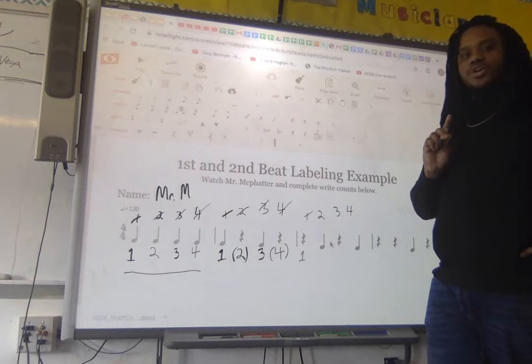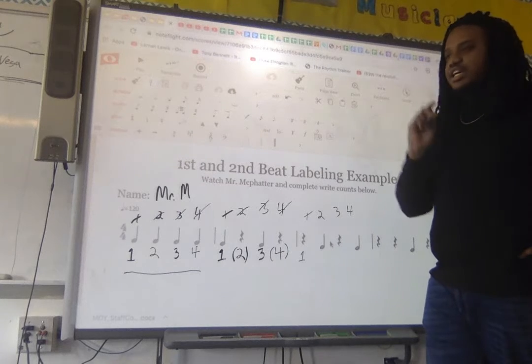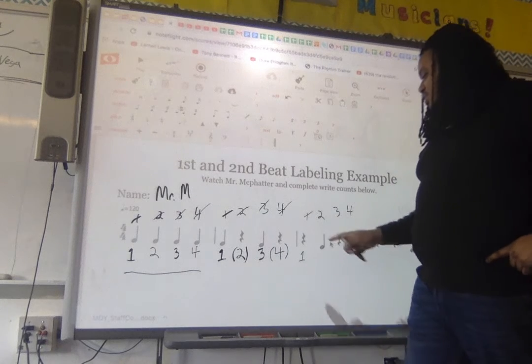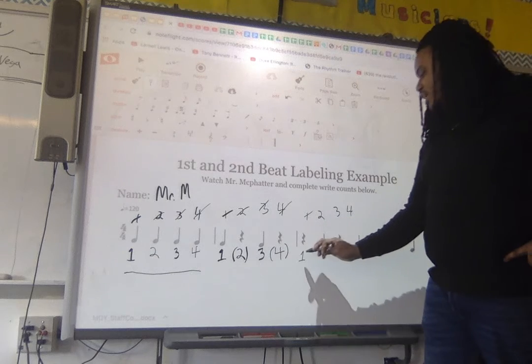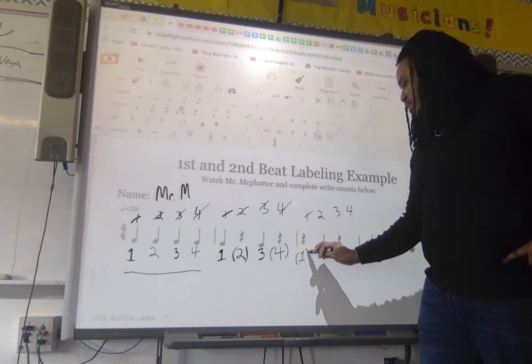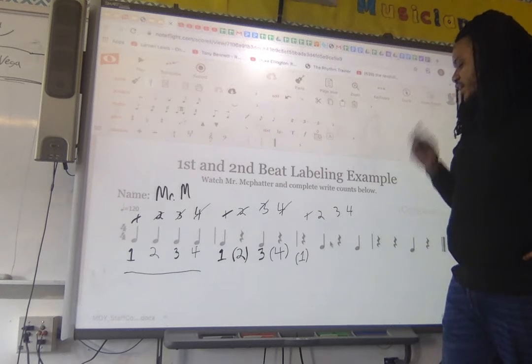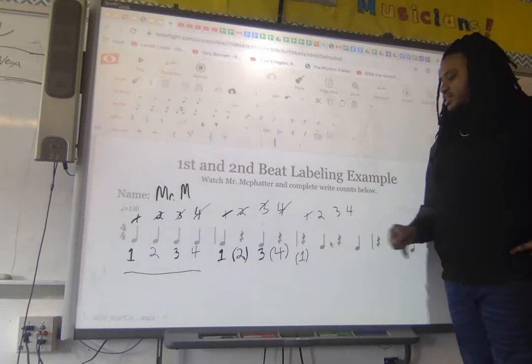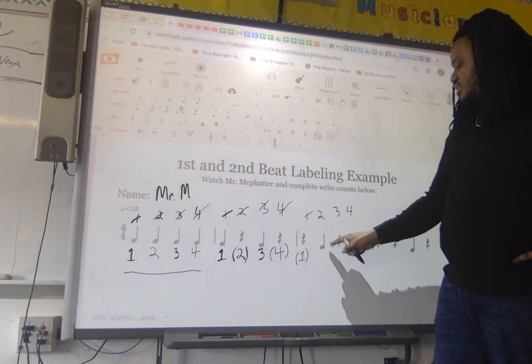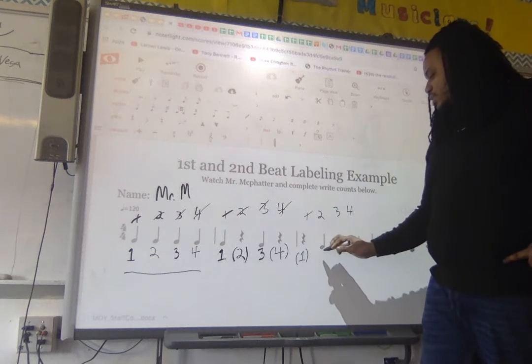We always do what? We go in order. Yes, we always go in order. So since this is a rest, I have to make sure I put parentheses around it to make sure I know that I am quiet. Next. Yes, I think you guys get the hang of it. Yes, this is a quarter note, and this will get beat 2.